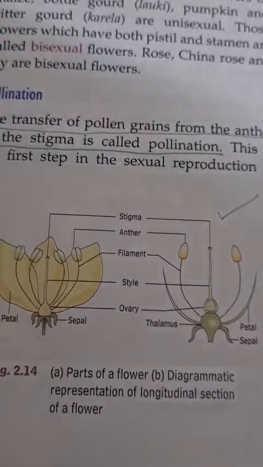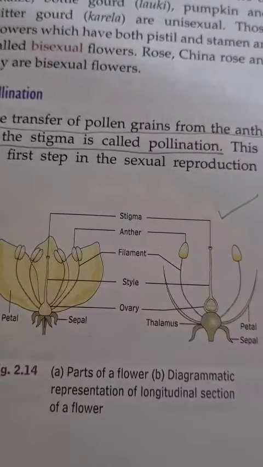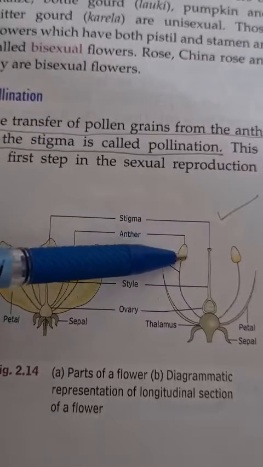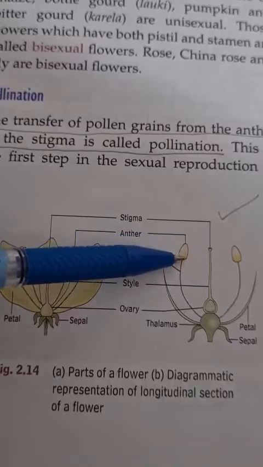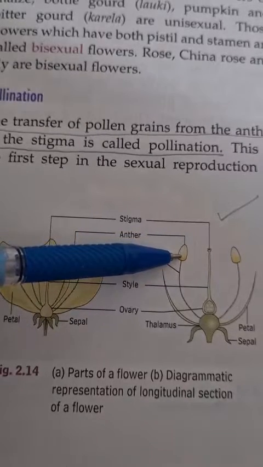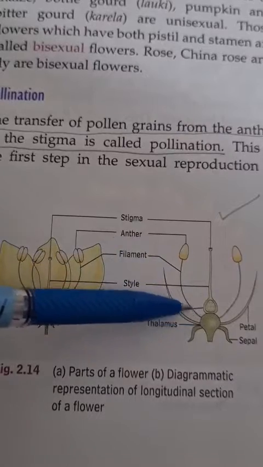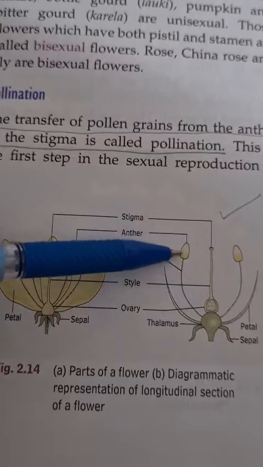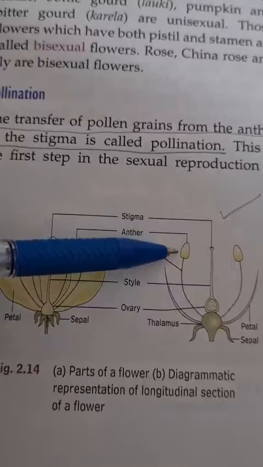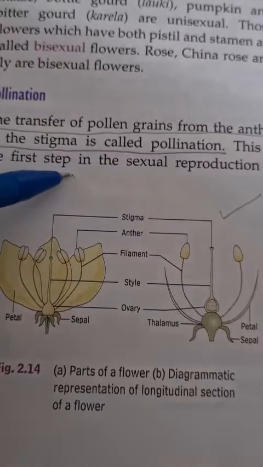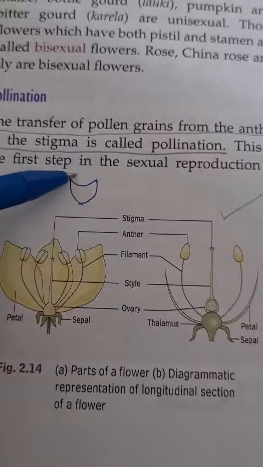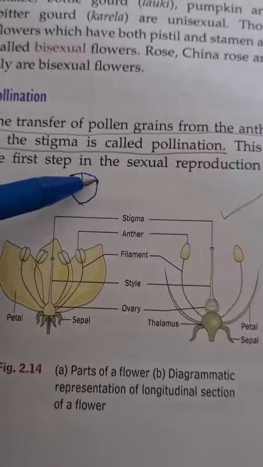As androecium is a collection of stamens, each stamen has 2 important parts. The upper one, this bilobed structure, is called the anther, and this is called the filament. Just at the tip of the filament, anthers are present. If we cut an anther transversely, inside it 4 chambers are present.